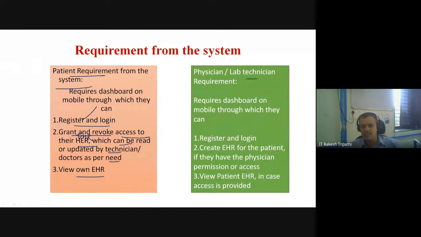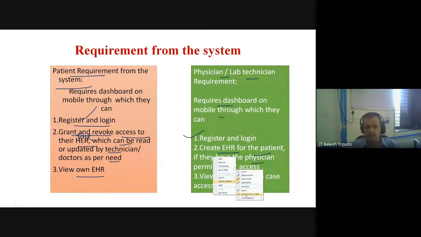And I can view my own EHR. Now the lab technician and physician, what you want out of this app is that they should have their dashboard on their mobile. They should be able to register and log in. They can create EHR for the patient. They can access the EHR if they have the permission. And this is the requirement you want out of this app.